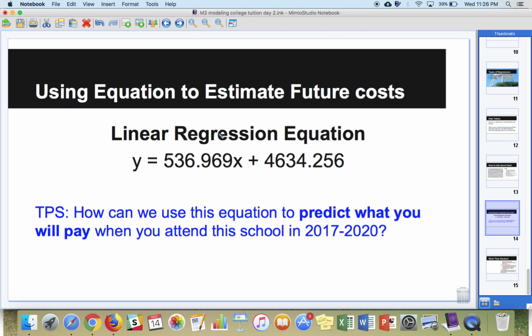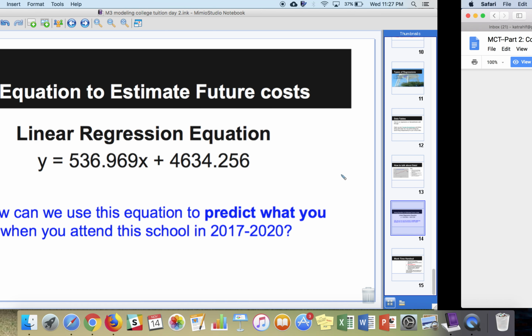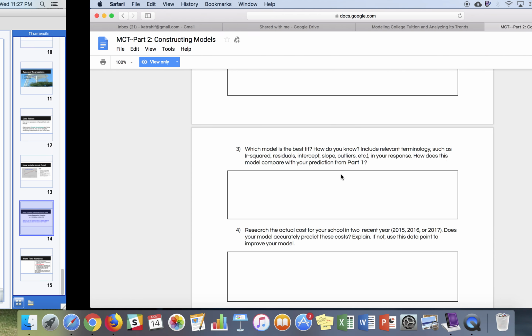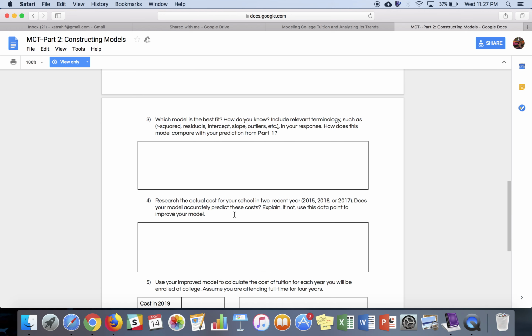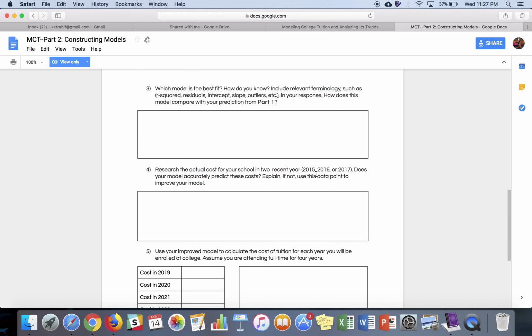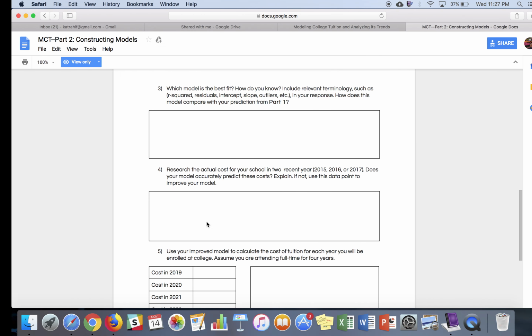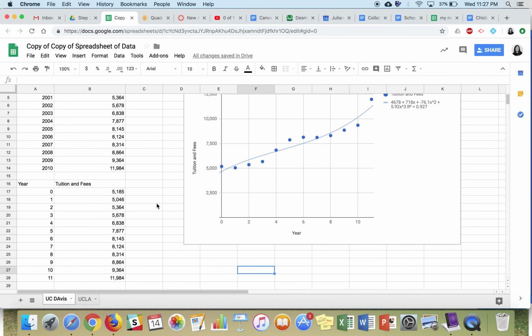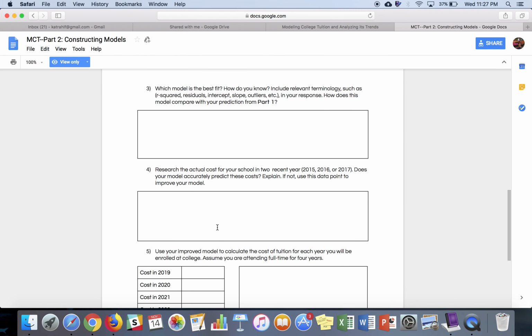So here's your model. To predict it, you would plug in 17. This one's a linear, so we would plug in 17, 18, 19, 20, and so forth, and then predict that. Does it adequately predict it or not? Okay? And then if not, use these data points to improve your model. So if not, go back and change the model and include those, okay?